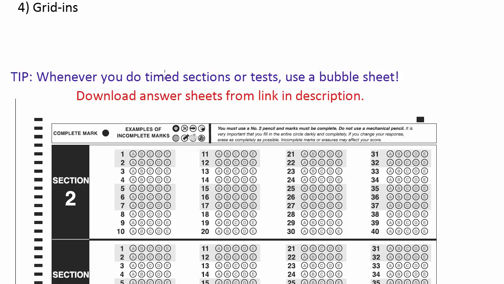If you're just doing untimed problems, you're just messing around, it's fine. You're only worrying about getting the problem. You don't really worry about the time. But whenever you worry about time, you got to use these bubble sheets.